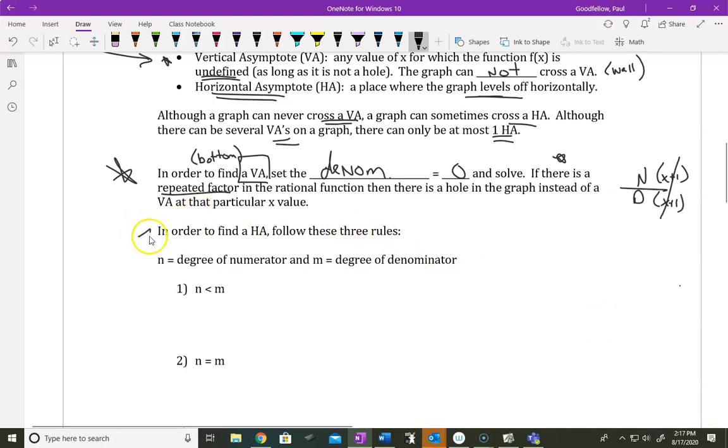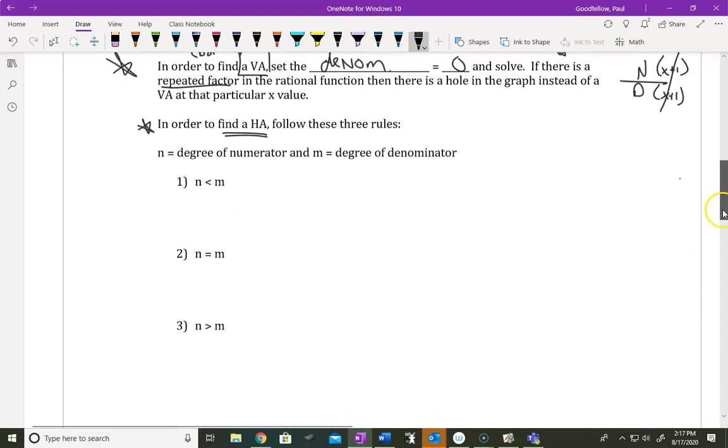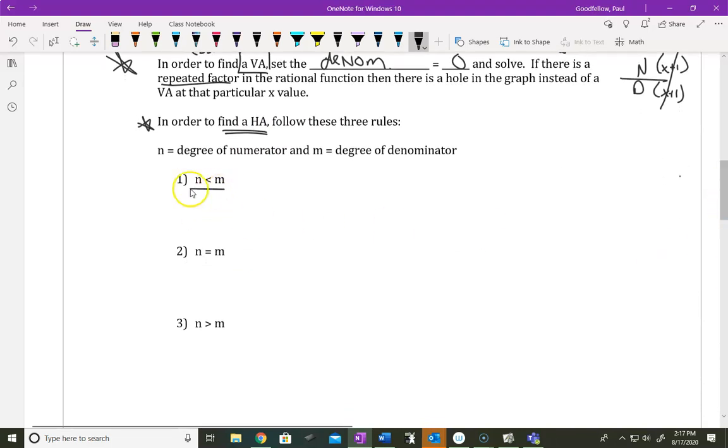Now, in order to find a horizontal asymptote, it's not as easy as looking for a vertical. For vertical, you just go to the bottom, set it equal to 0, and solve for it. A horizontal asymptote has a set of rules associated with it. And these n's and m's are all about the degree of the numerator and the degree of the denominator. It's about the power of the two individual parts of the rational expression that makes the determination.